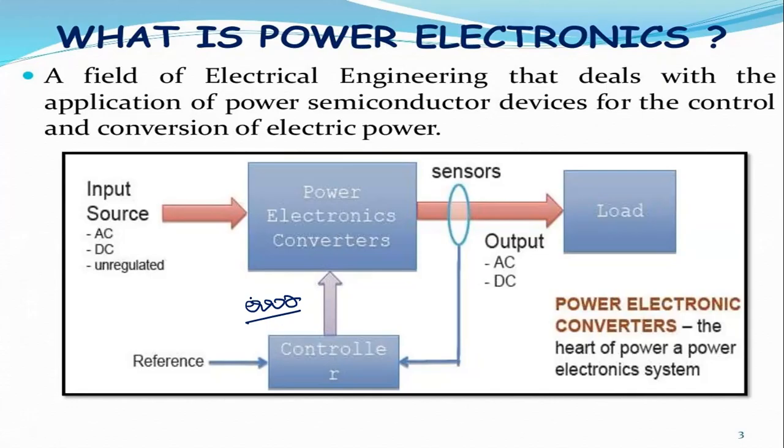This type of circuit you will study in your control system also. I think in your signals and systems, you have studied a bit of control system. Maybe you have studied what is positive feedback, negative feedback, what is a closed loop. So this is a closed loop, right? This is basically the power electronic converter, that is the heart of a power electronic system. So the heart of a power electronic system is the converters. Different types of converters we will now learn.